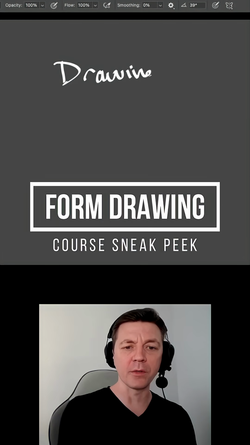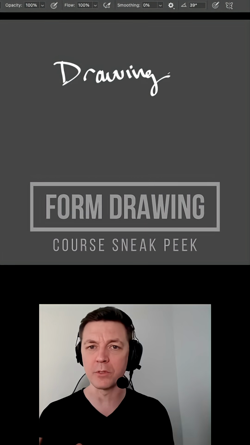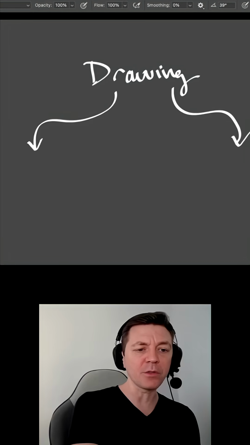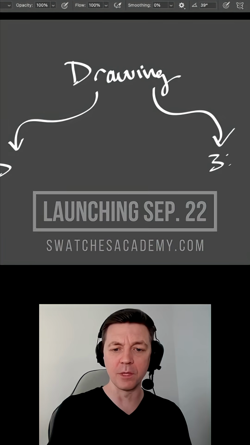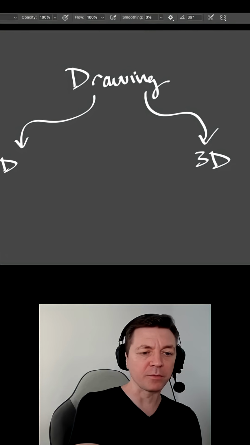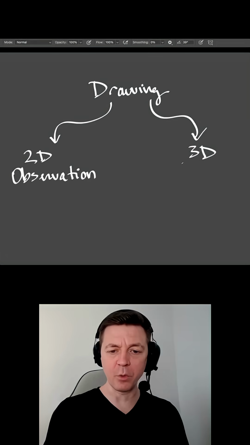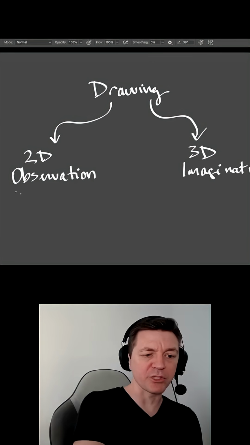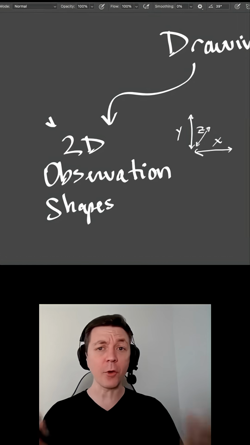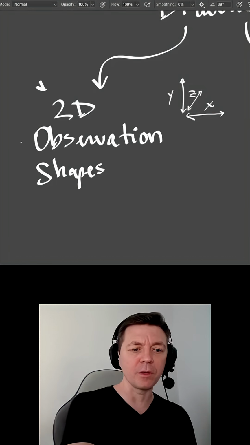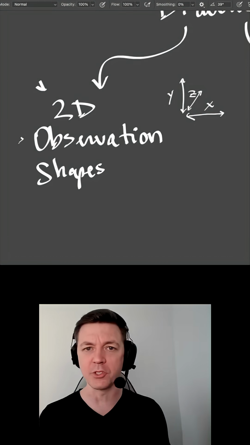Within drawing, there are two primary different skill sets. On this side, it is more 2D based. On this side is more 3D based. This is more observational. This is more imaginative. Shape based, form based. These do very different things. This is mainly for observational drawing.